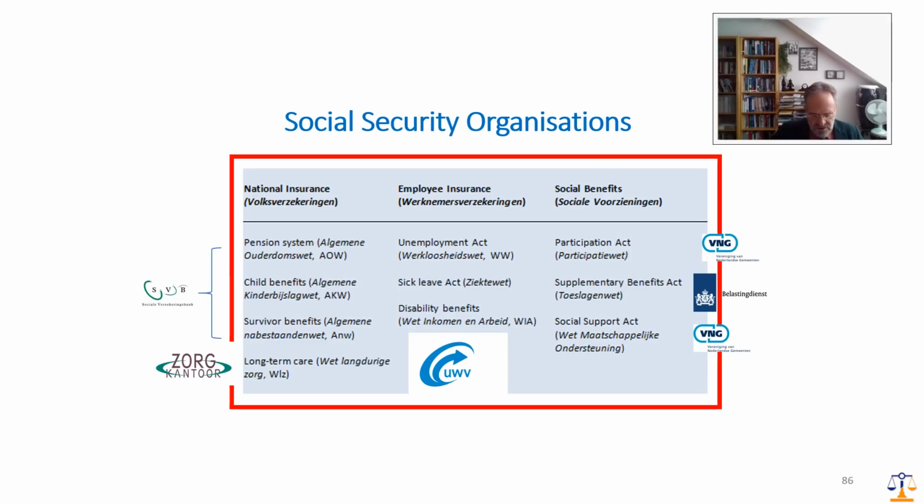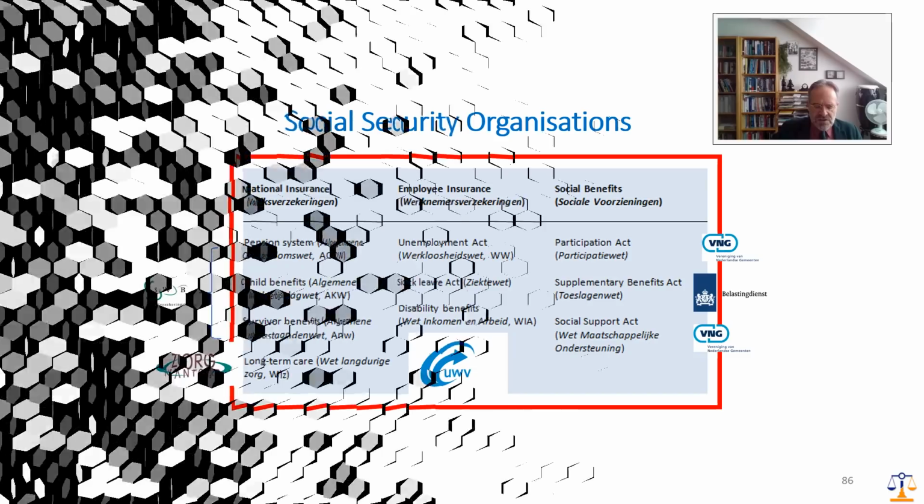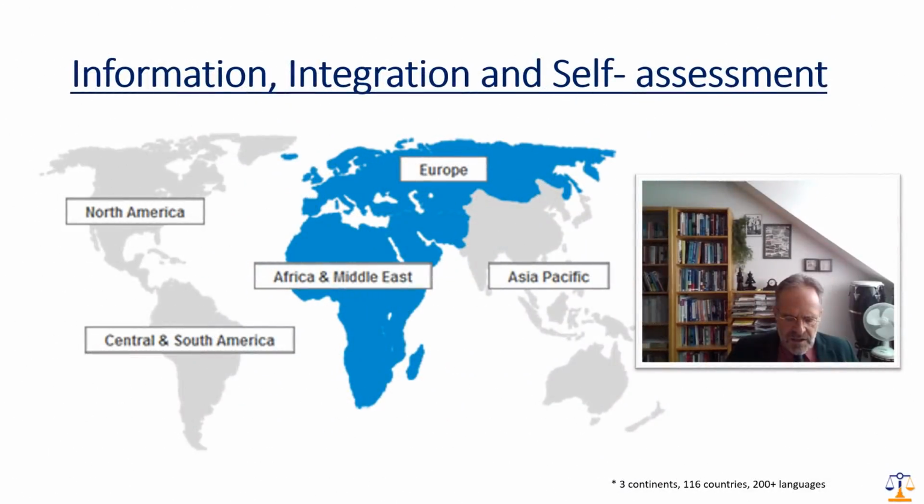Now we're going towards the end. This is the social security picture. It involves municipalities, the tax authorities, the UWV, care offices and a social insurance bank. They are all involved in distributing the benefits to which people are entitled. We bring some things together, information, we integrate, and we give you, just like the previous lecture, a self-assessment format.